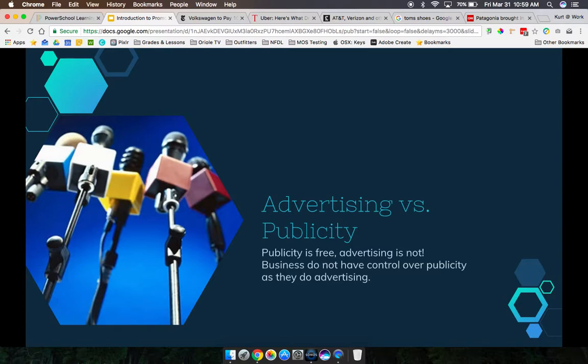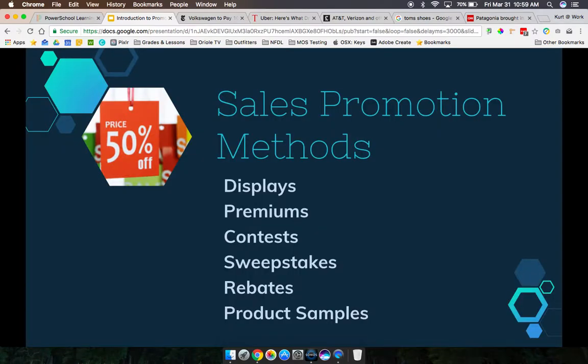The difference is that you can't control publicity. You can control advertising, okay? So if there's some bad news about it, you just gotta roll with it. If there's some good news, you sort of maximize that and share it and do good things with it. Advertising, you have complete control over it because you're paying for it.